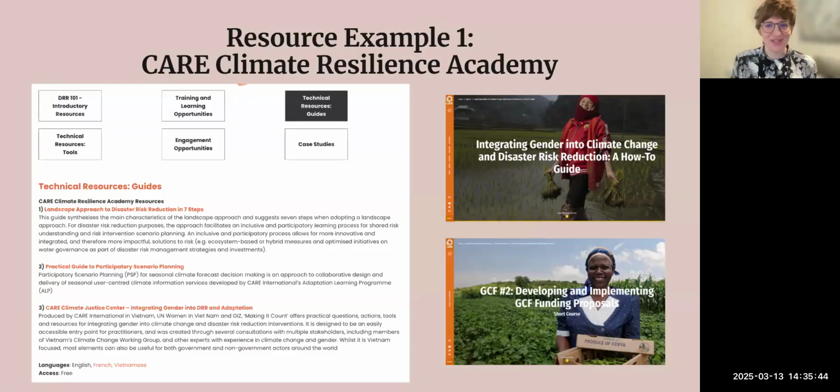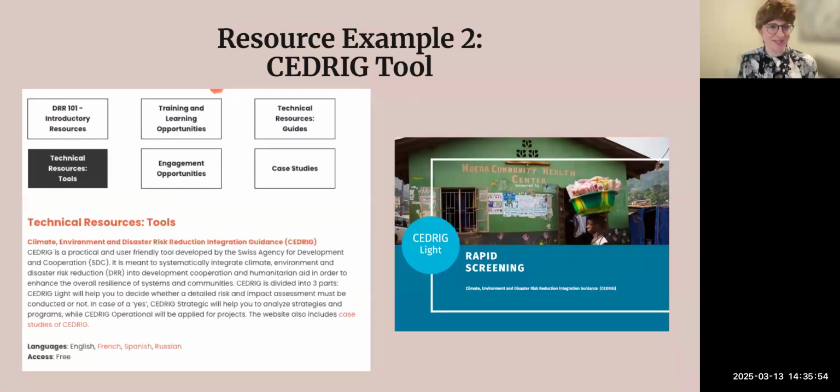In their courses, they have one on developing and implementing GCF funding proposals. On the next slide, you'll see the CEDRIC tool. This one was developed by the Swiss Agency for Development Cooperation, and it's a three-part practical tool for humanitarian organizations to integrate climate, environment, and DRR. It always starts with a rapid screening, the CEDRIC Lite, and prompts you to additional modules based on various factors in your operations. And that's just one of a few tools on the site.